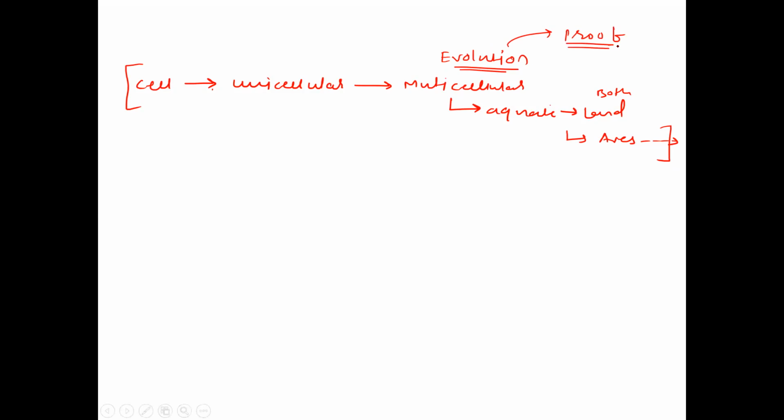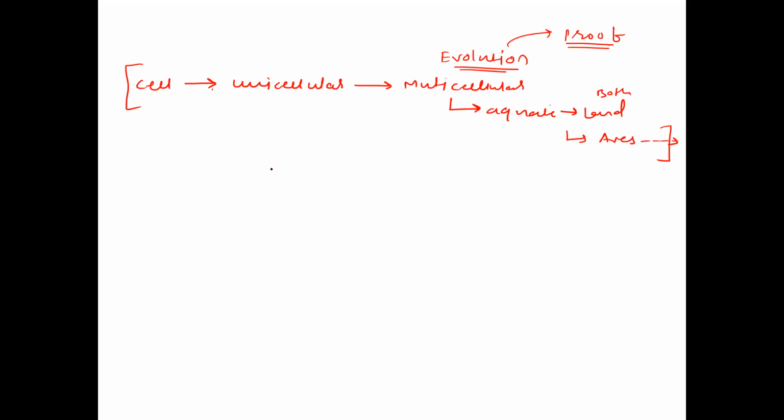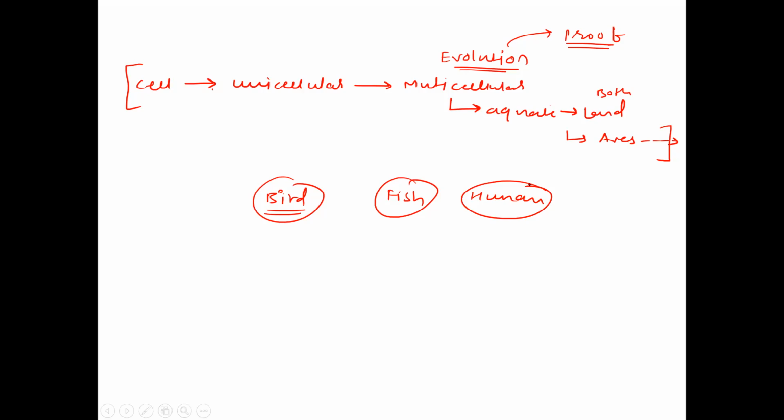So let's consider 3 examples. First, suppose you have your bird. कोई एक bird ले लो, या कोई fish है, या humans. So now if you will find your ancestors, कि आप कहाँ से आए हो, तो humans का तो पता है हम लोग, our ancestors are monkeys.